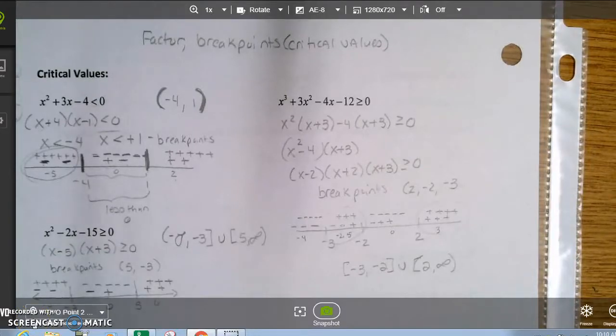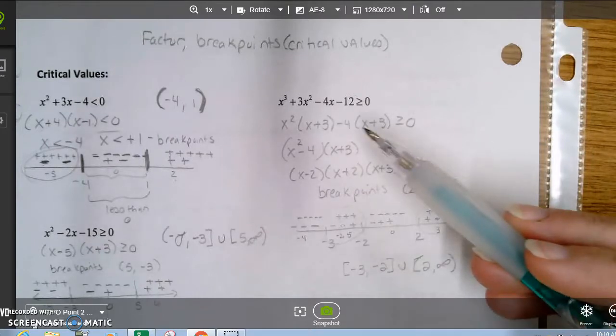Alright, so this is a continuation of section 1.5 notes. We had finished this first critical value problem, or breakpoint problem. We're going to look at this one.